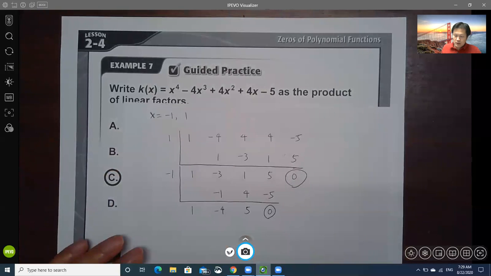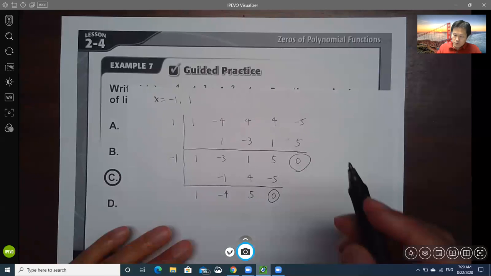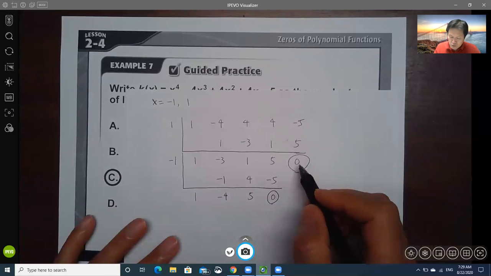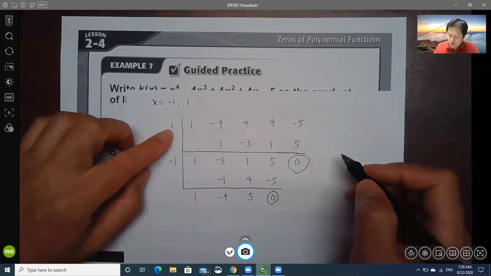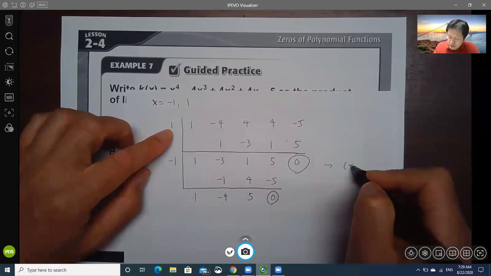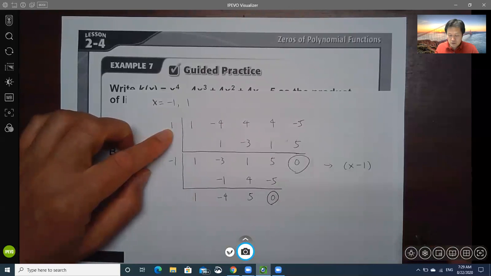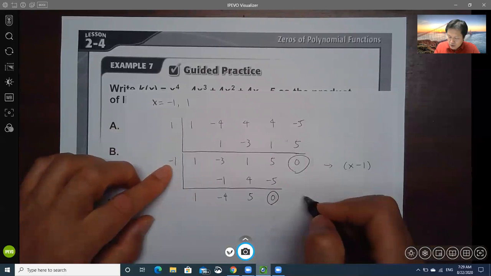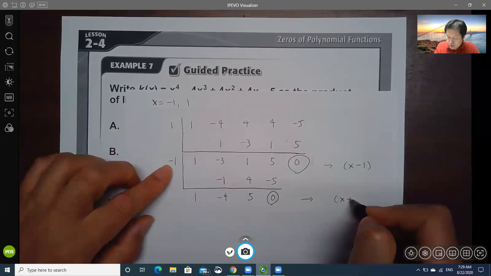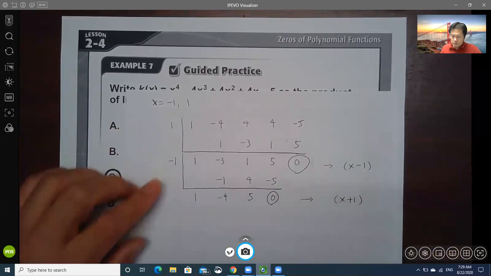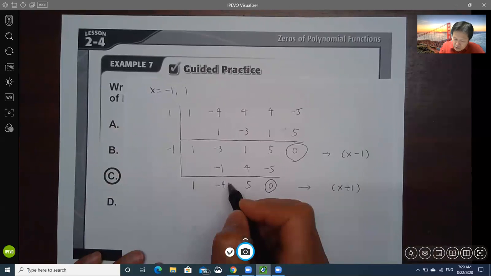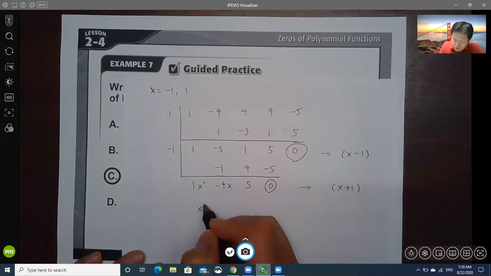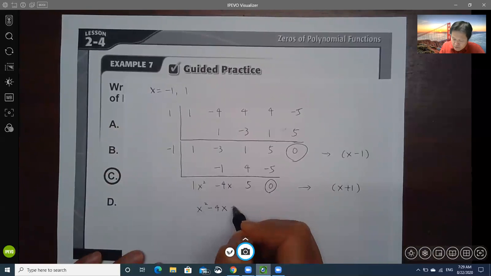Okay. So right there, when you get the 0, you know that 1 is a zero, so x minus 1 is a factor. Minus 1 is a 0, that means we know x plus 1 is a factor. The leftover says, you can attach x squared here. It should be x squared minus 4x plus 5.